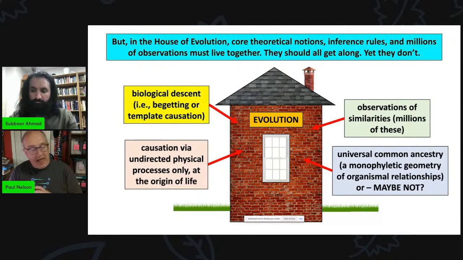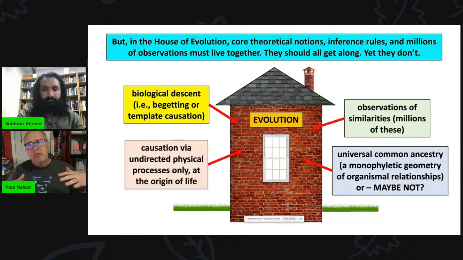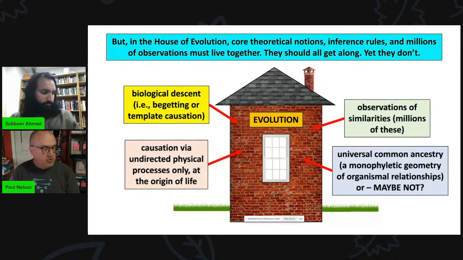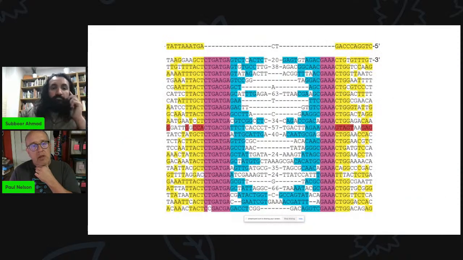I mean, they're flat out opposed to intelligent design. Yet when they look at the earliest stages of biological history on this planet, they say it's not a monophyletic tree. It's not a single tree geometry. So you can see you've got a bunch of important commitments here that may not get along. And I'll illustrate that.